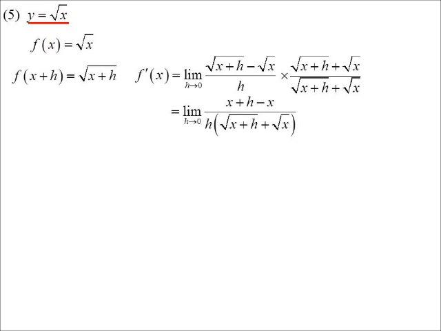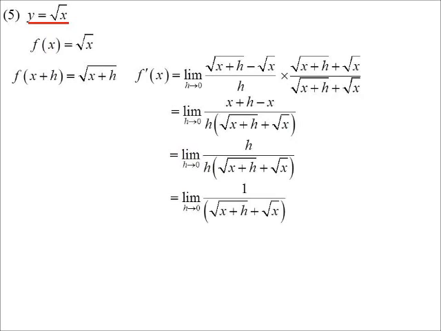But look what happens. On the top, I've got x plus h minus x. That's just h. And the h will cancel with the h. And now I've got something I can substitute into. Because if I substitute into that, the square root of x plus h just becomes the square root of x. And so I have 1 on root x plus root x, which is 1 on 2 root x. Did my formula work?